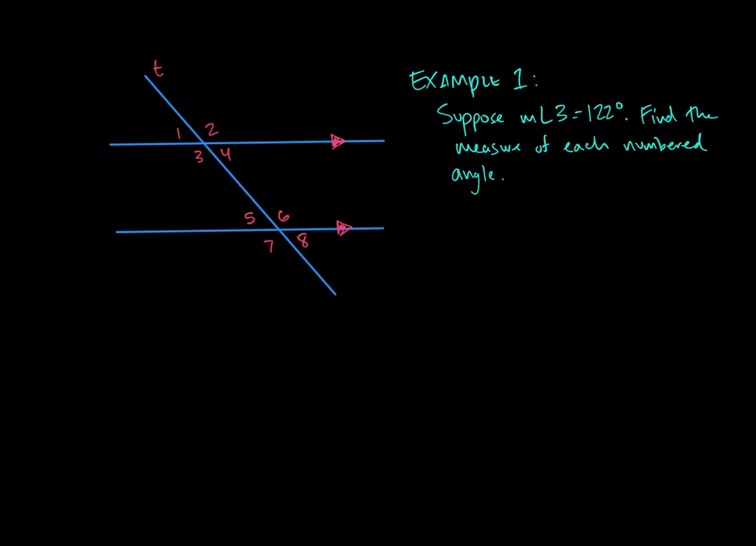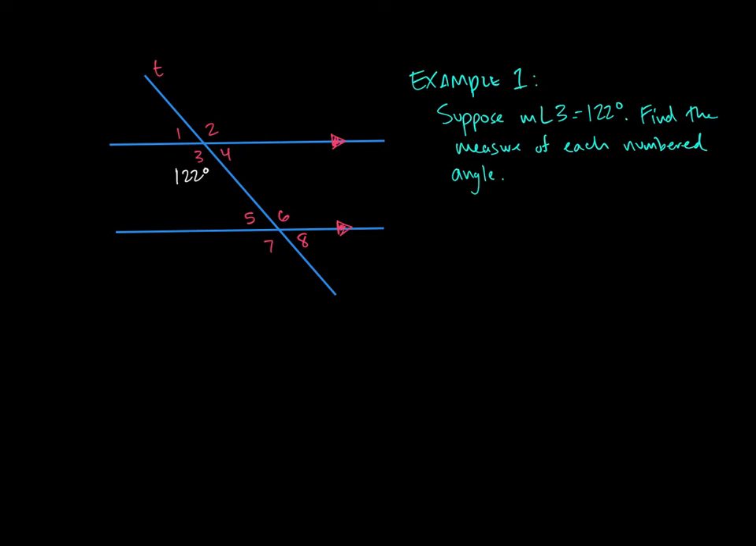So in this first example, we see that we have a pair of parallel lines, and the problem says, suppose that the measure of angle 3 is 122 degrees. Find the measure of each numbered angle. So let's look at this. If this angle right here is 122 degrees, angle 3, how can we use the postulate and theorems that we learned about transversals and parallel lines? How can we use those to figure out angles 1, 2, 4, 5, 6, 7, and 8?